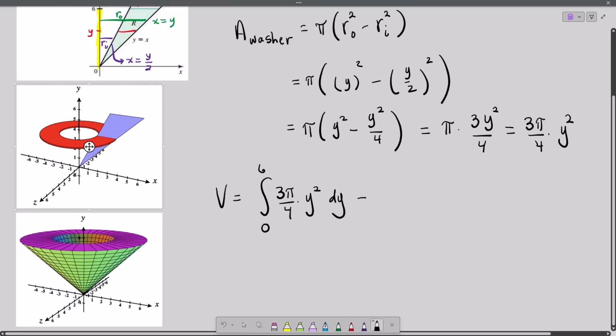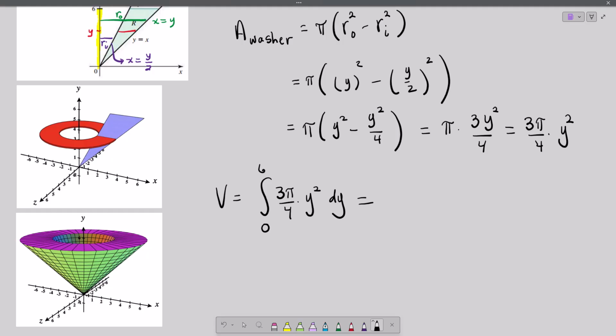The constant factors out to the front. And then we do y cubed over 3. There'll be a cancellation of 3, so we'll end up with pi divided by 4 times y cubed, evaluated from 0 to 6.